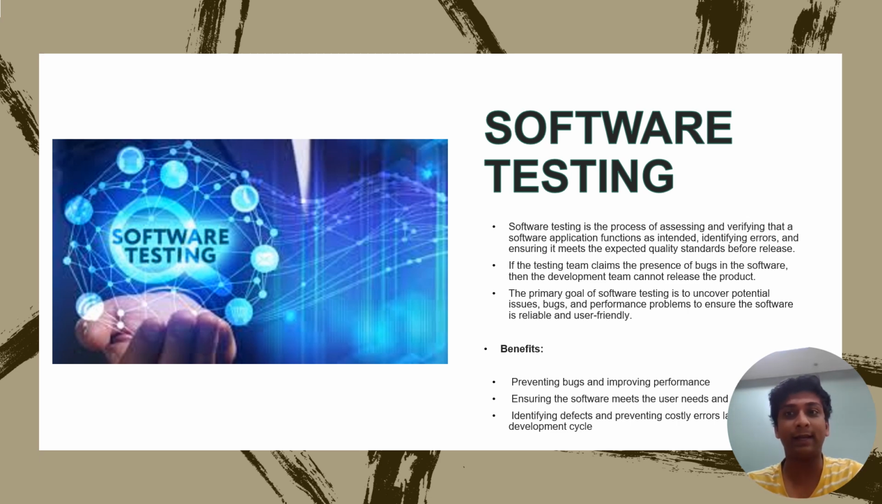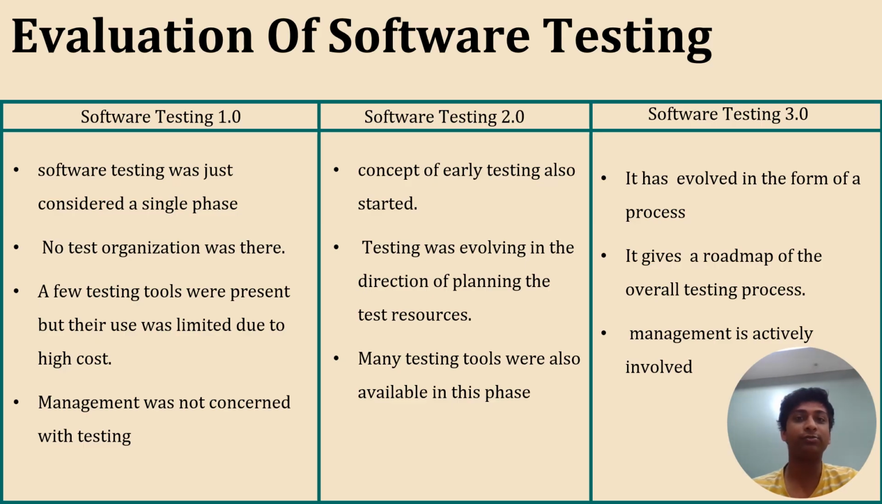Let's go to the next slide and discuss the evolution of software testing. There are three versions: software testing 1.0, software testing 2.0, and software testing 3.0. Let's discuss what these are. In software testing 1.0, testing was just considered a single phase. You know what a single phase is, right? No test organizations were there. These were the initial setups of software testing 1.0 back in the 1990s.